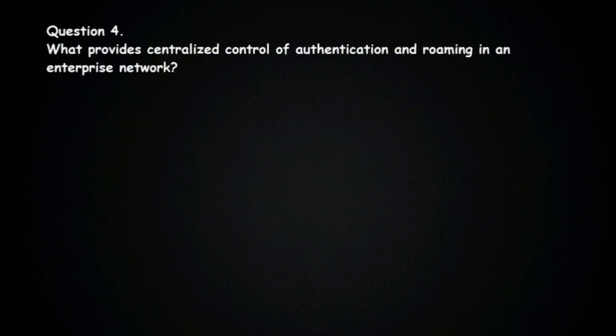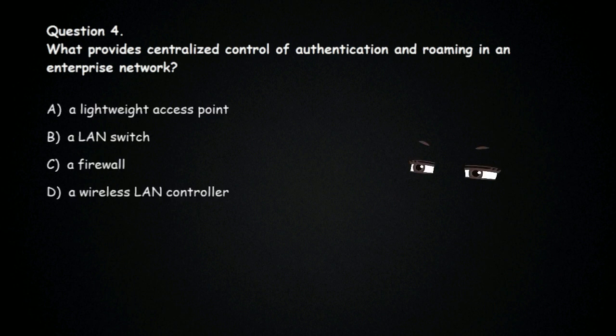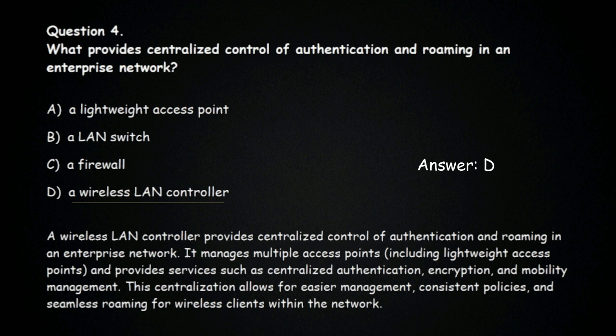Question 4. What provides centralized control of authentication and roaming in an enterprise network? Options. Answer is D. A wireless LAN controller provides centralized control of authentication and roaming in an enterprise network. It manages multiple access points including lightweight access points and provides services such as centralized authentication, encryption, and mobility management. This centralization allows for easier management, consistent policies, and seamless roaming for wireless clients within the network.